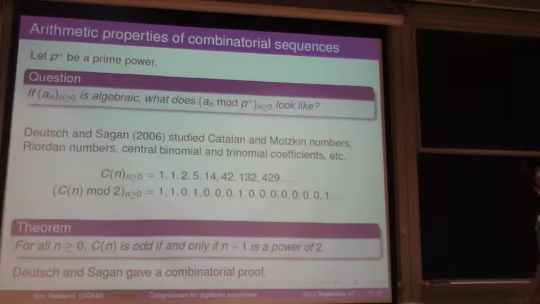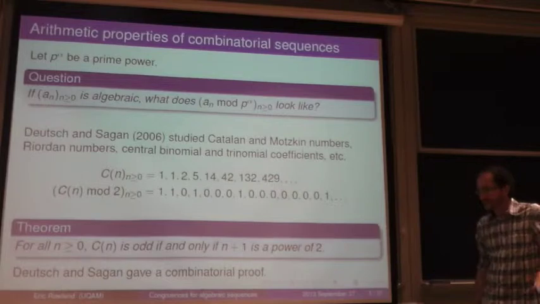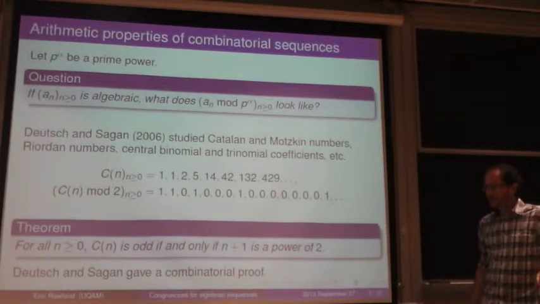And if you look at that for a minute or so, it's not too hard to guess that it looks like we have 1s roughly spaced out as powers of 2. And it turns out that Cn is odd precisely when n plus 1 is a power of 2. So this was known. I haven't traced this back as far into the literature. It was known at least in the 70s, probably way before that. And Deutsch gave a combinatorial proof that's very specific to this particular sequence.